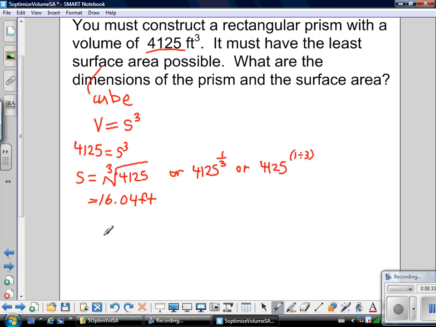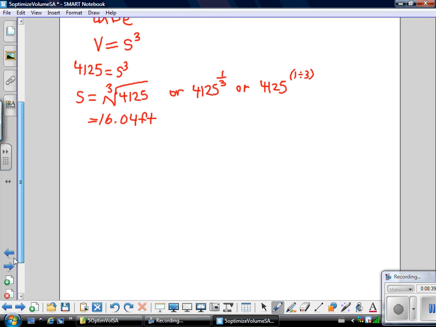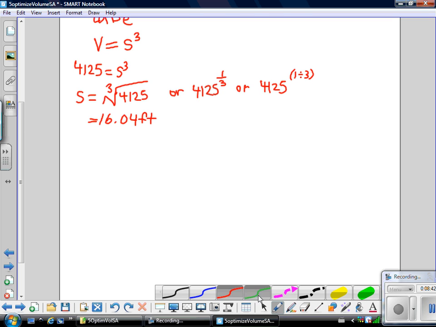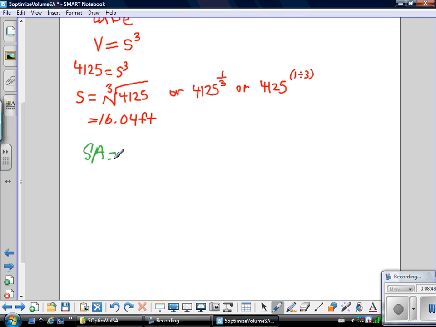Now the next thing they ask me is, what is the surface area? So that's the next thing that we have to do. I'm going to bring this down, and now we're going to calculate the surface area. We know the surface area from the first page that we talked about together equals 6s squared. Again, we know what s is because we calculated it in our previous calculation. We substitute that in, make sure we square it, and we end up with 1,543.69 feet squared, because we're talking about area.